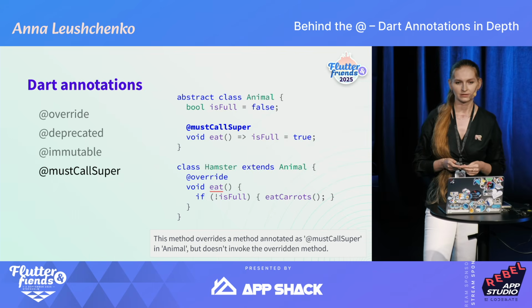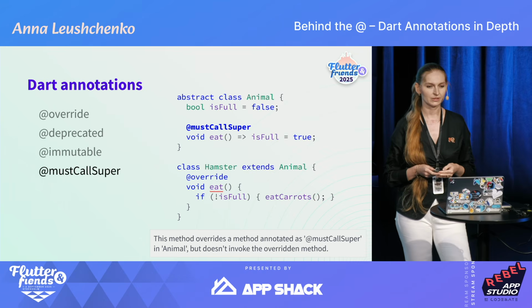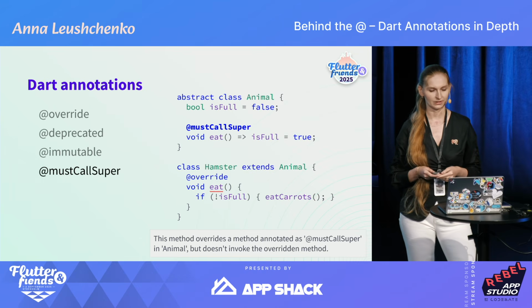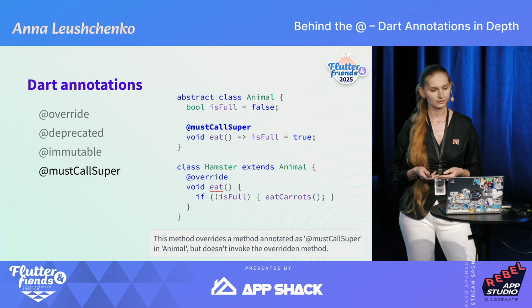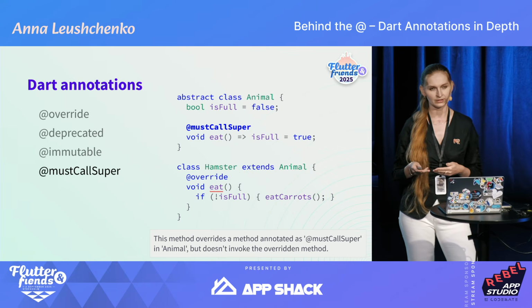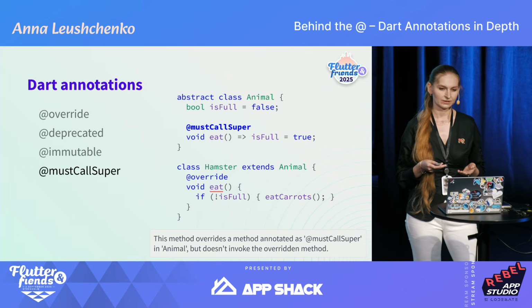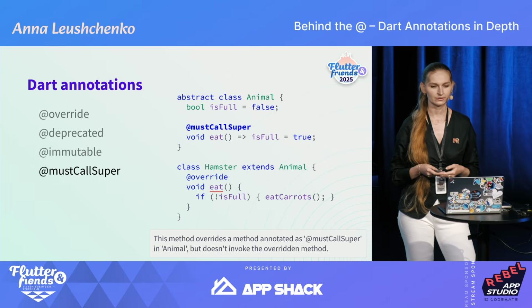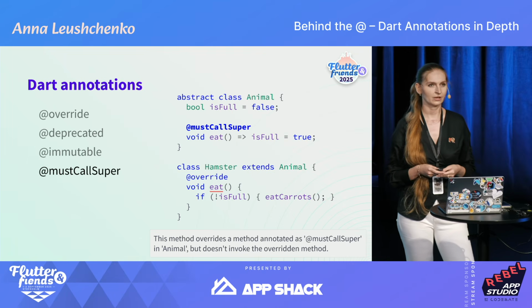Here we have a base class animal with a method eat. It is annotated with must call super, which means that any subclass overriding this method must still call the base implementation. But in our class hamster, we have overridden it without calling super. And if you check the implementation of the base class, you'll notice that it updates the internal object state, and without calling it, the hamster class implementation is buggy. So it's nice that animal class authors have a way to configure analyzer with must call super annotation to immediately warn us that we are violating some contract.